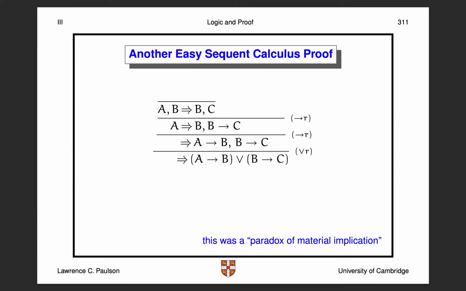Here's another little example, and you might notice it was mentioned in the second lecture, and it is the so-called paradox of material implication. So it's a rather weird looking formula. As I said, A implies B or B implies C. Is that really true? Well, let's try to prove it.